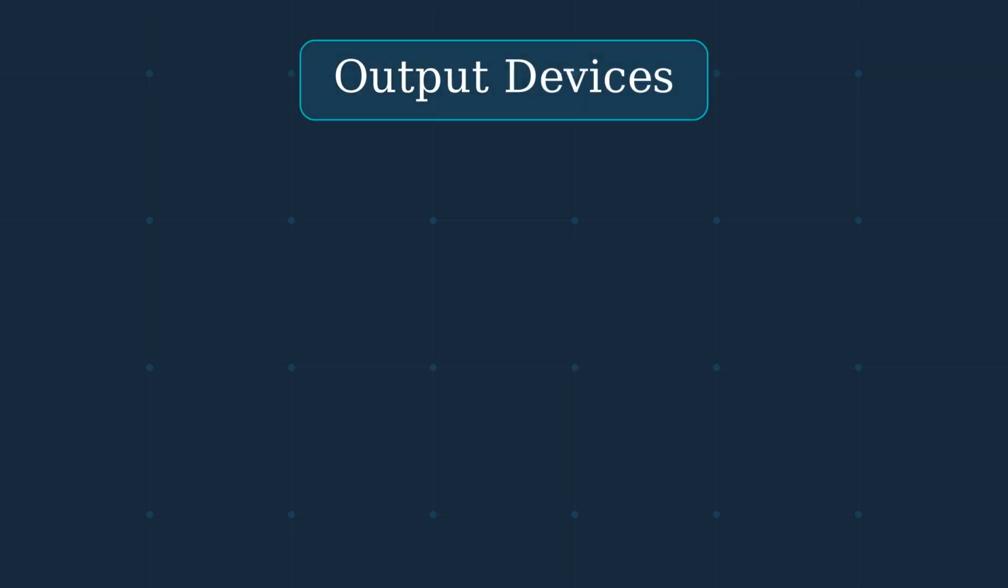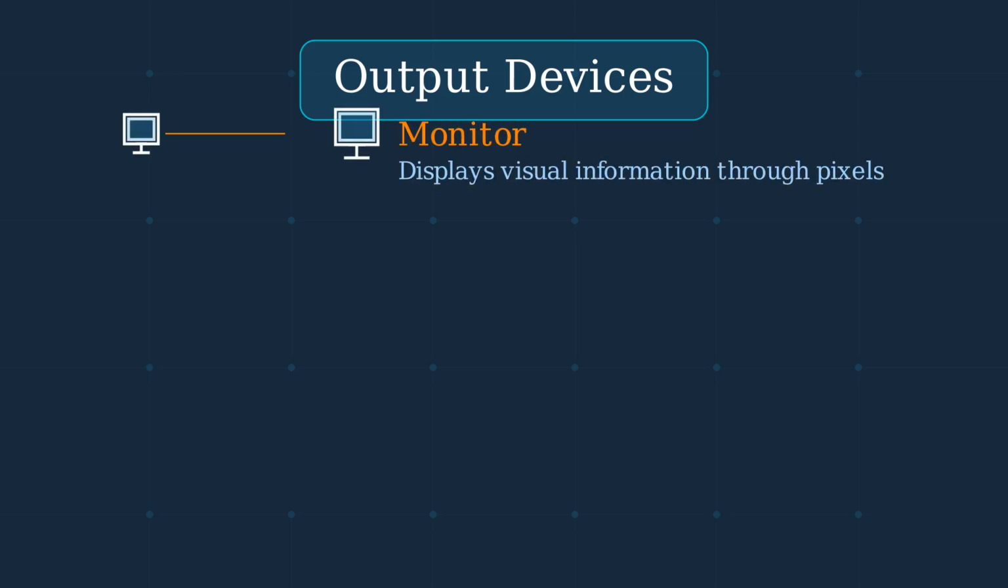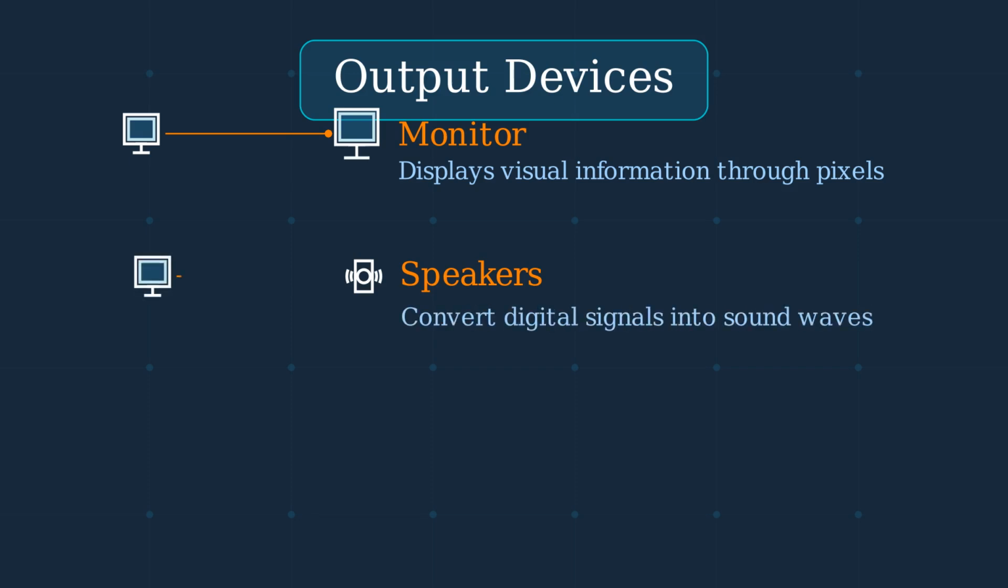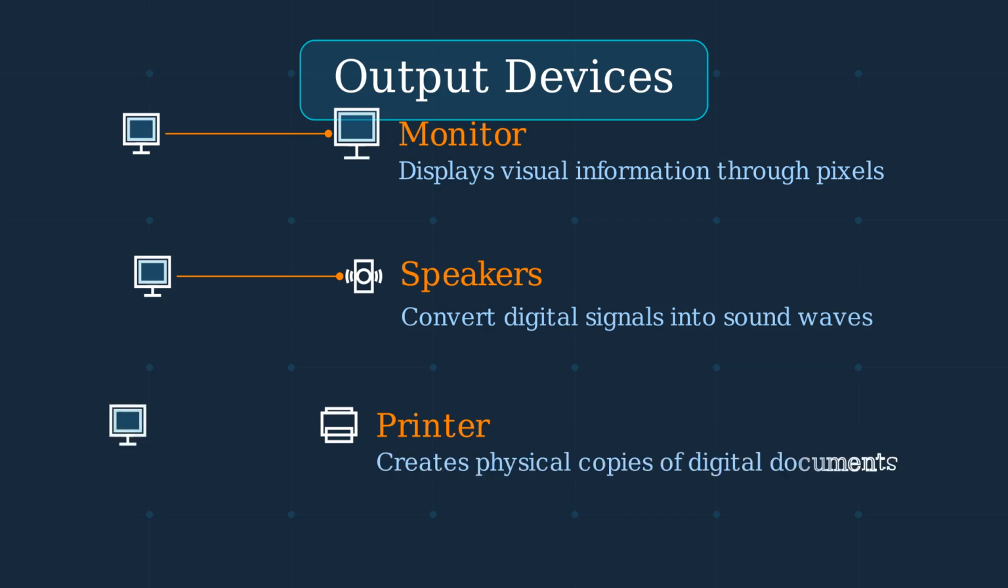Output devices take the computer's digital signals and convert them into forms humans can understand. Monitors display visual information by illuminating thousands of tiny pixels based on the computer's instructions. Speakers convert digital audio signals into physical sound waves that we can hear. Printers create physical copies of digital documents by applying ink or toner to paper.